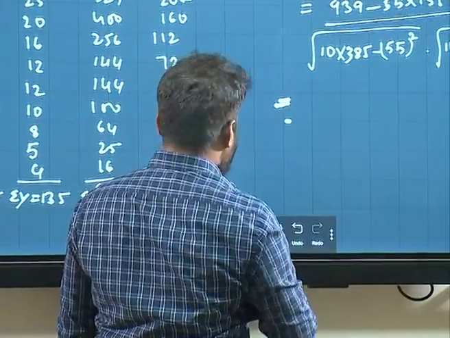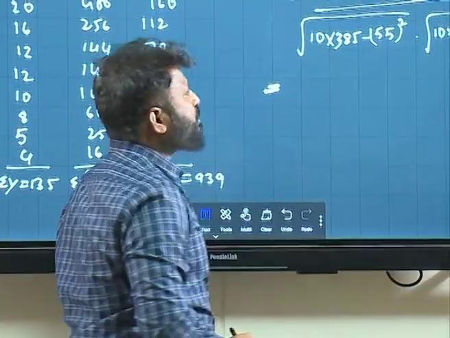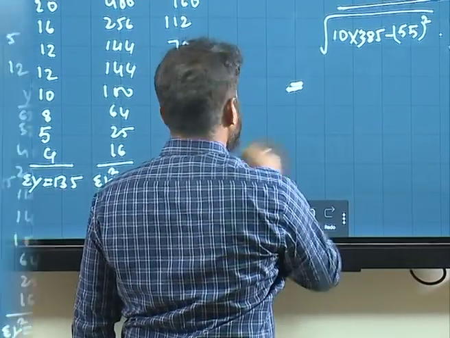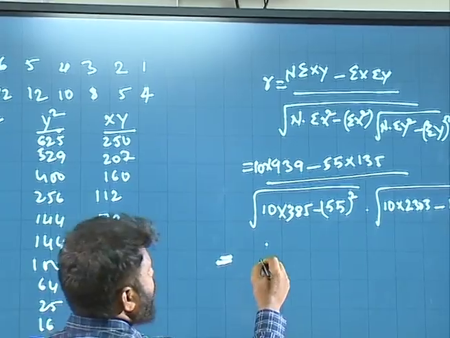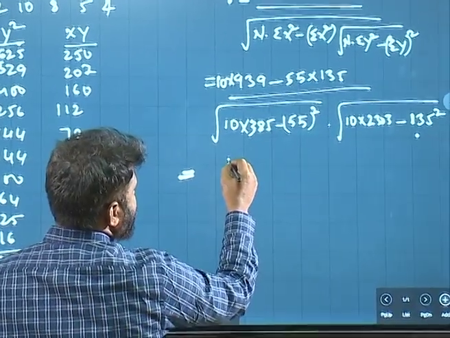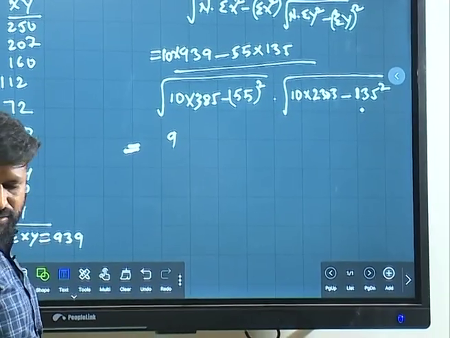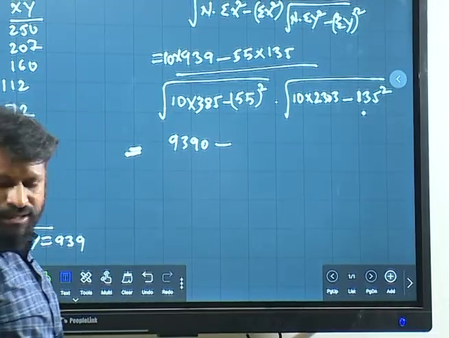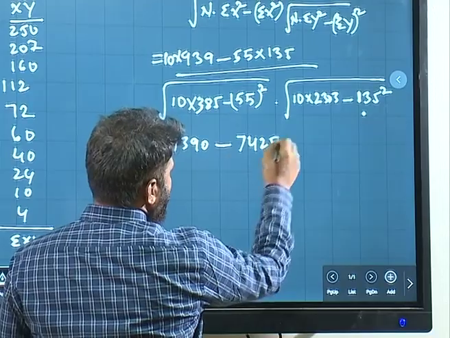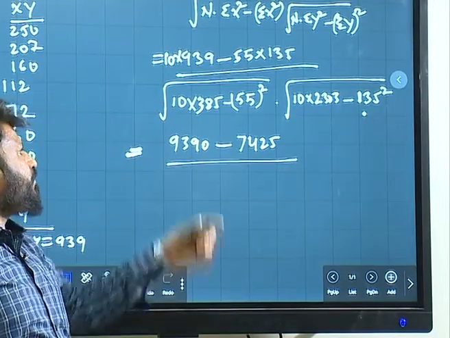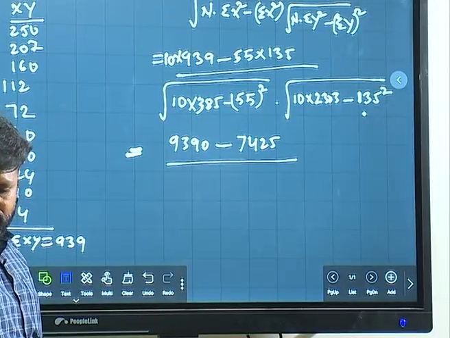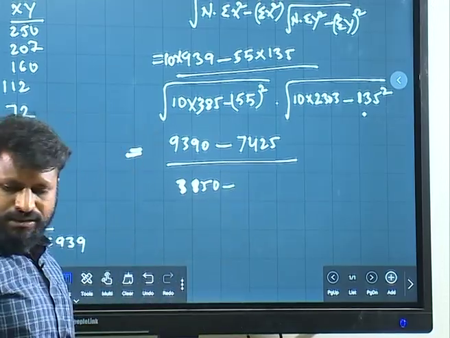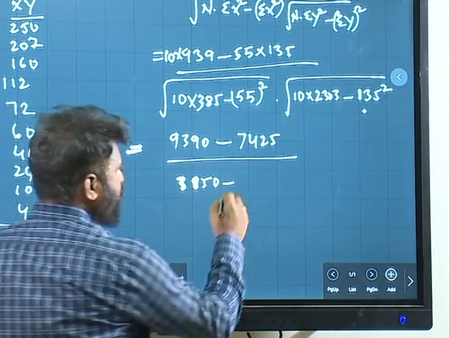So 939 minus 55 into 135, so that is 1965. Here 10 into 939 is 9390, minus 55 into 135, which is 7425, divided by the root of 10 into 385, that is 3850, minus 55 square, which is 3025.